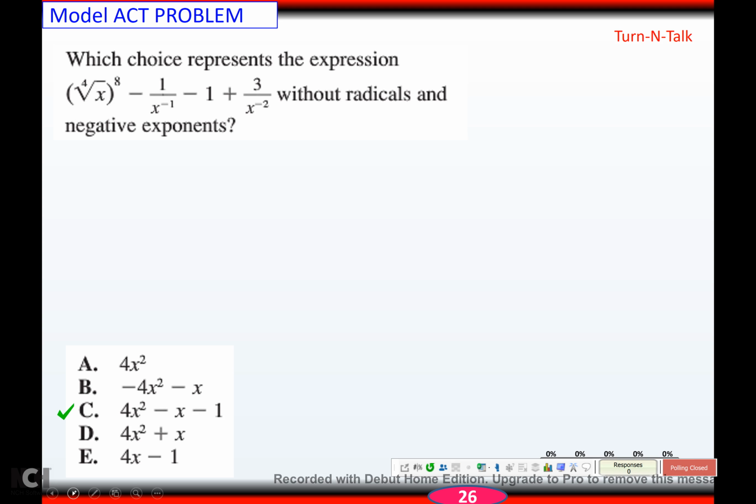Hopefully you got C. So which choice represents the expression without radicals and negative exponents? So everybody needs to get out of the radicals and move their negative exponents. This would become x to the 8 over 4. Moving this up makes it x to the first. Minus 1 is fine. Moving that up makes it 3x squared.